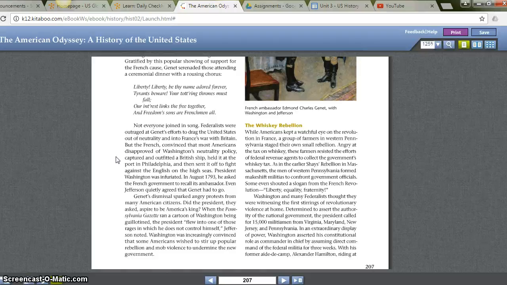Genet's dismissal sparked angry protests from many American citizens. Did the president, they asked, aspire to be America's king? When the Pennsylvania Gazette ran a cartoon of Washington being guillotined, the president flew into one of those rages in which he does not control himself, Jefferson noted. Washington was increasingly convinced that some Americans wished to stir up popular rebellion and mob violence to undermine the new government.